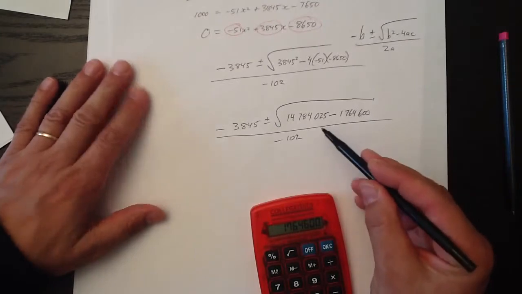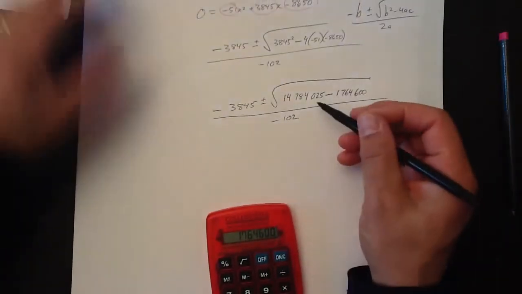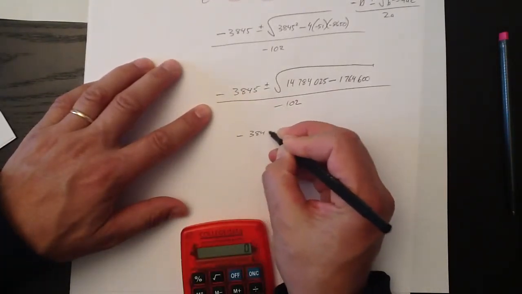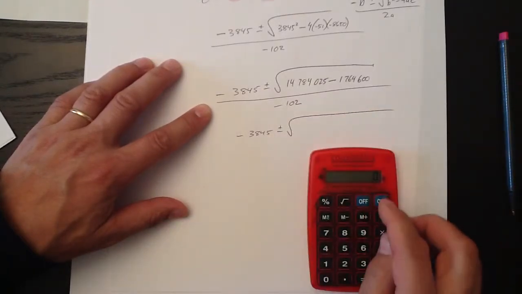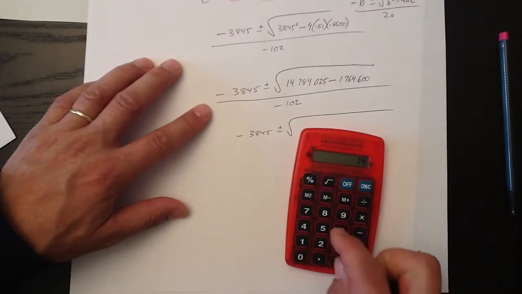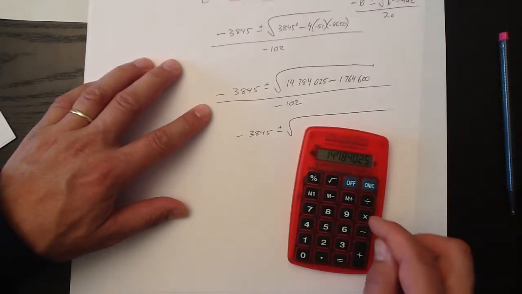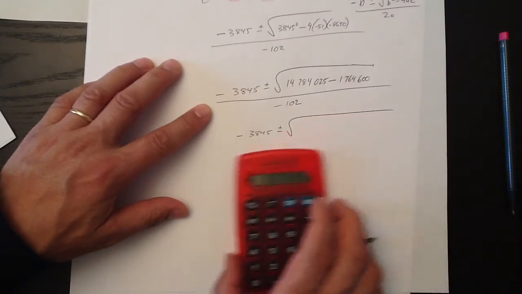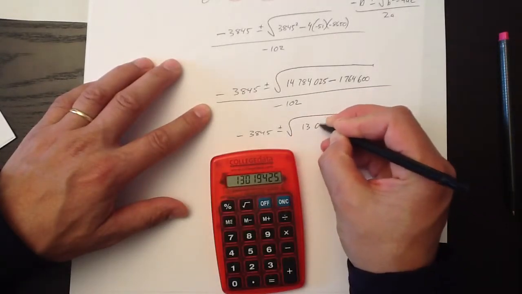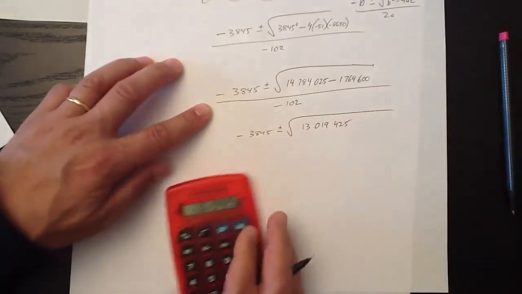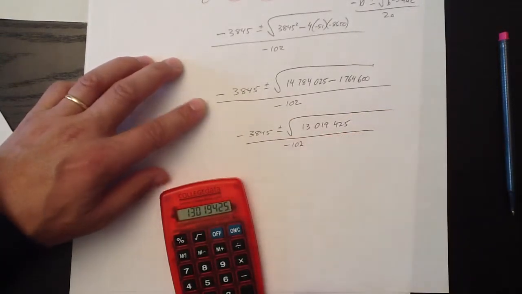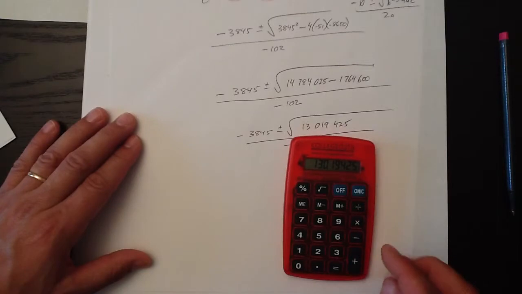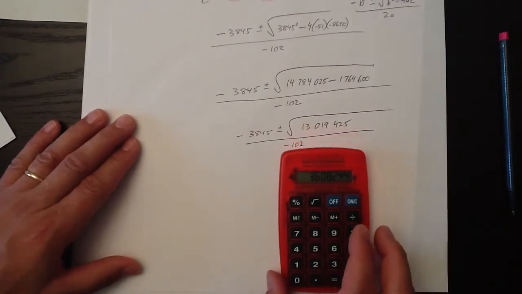So one more thing to collapse this, I'm going to actually do this subtraction here. So minus 3845 plus or minus the square root of, let's see, 14,784,025 minus 1,764,600 equals 13,019,425, all divided by negative 102. That's madness. So I've got this number plugged into the calculator, I might as well take a square root. There it is. It's 3608.244.